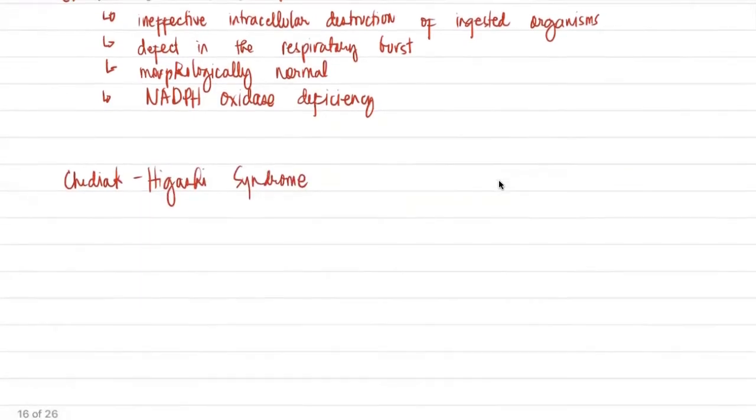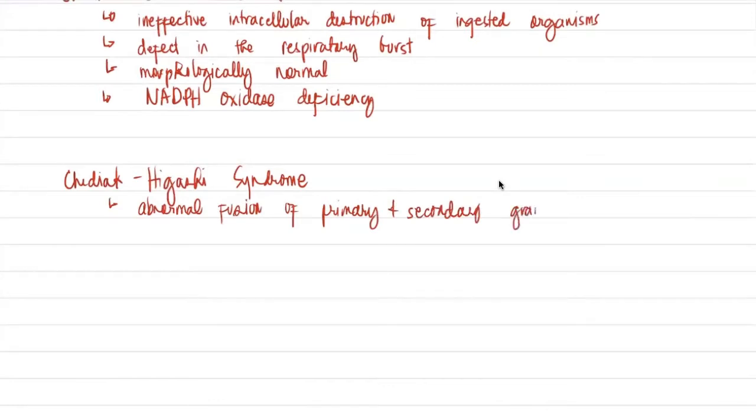Chediak-Higashi syndrome is characterized by an abnormal fusion of primary and secondary granules. This abnormal fusion is due to a mutation.